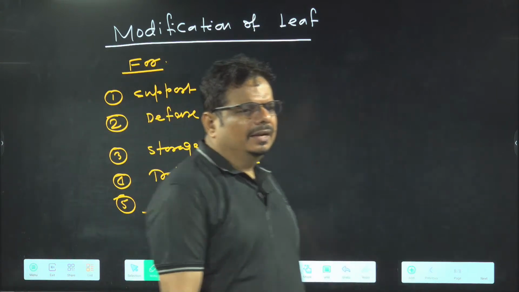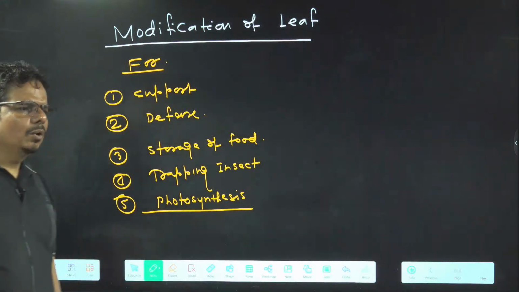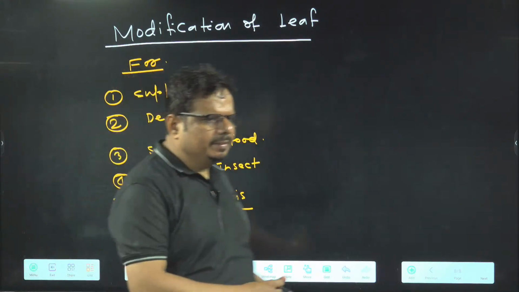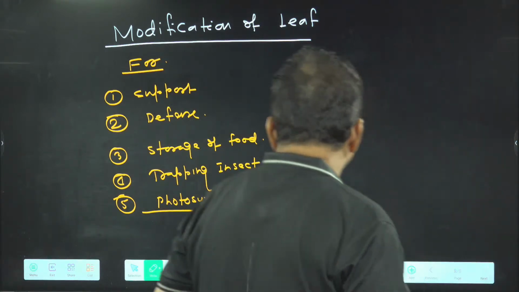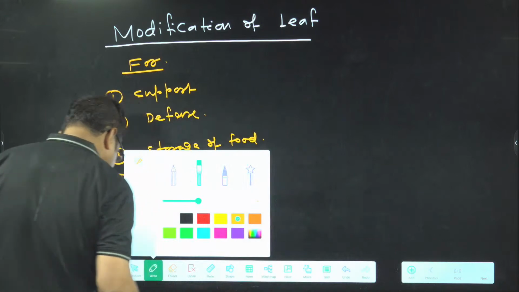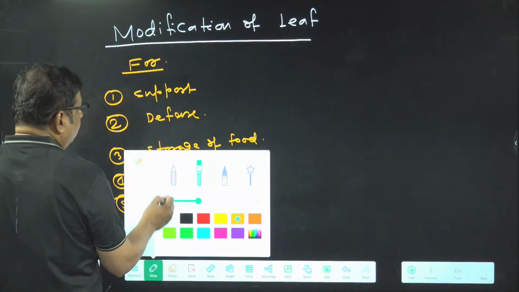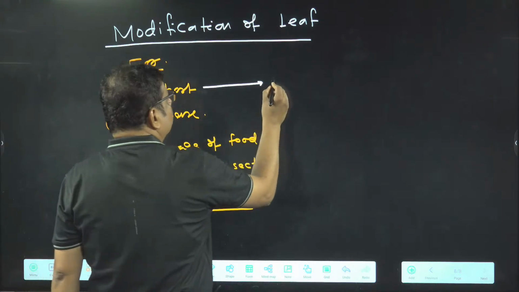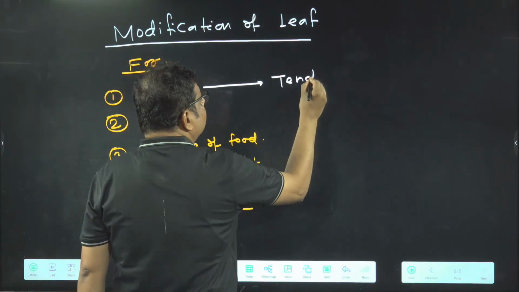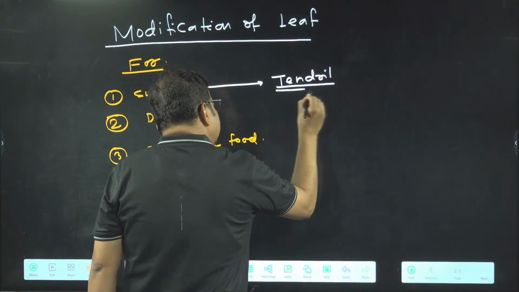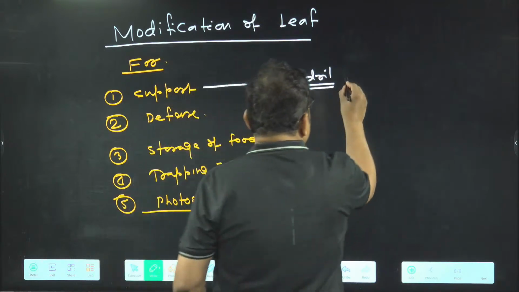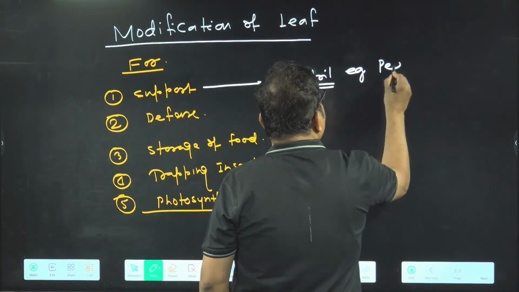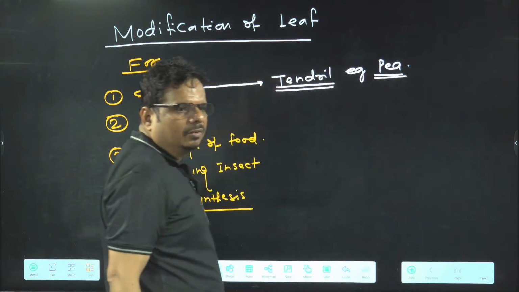Is it clear? Right. Now we are moving ahead one by one. So if we talk about the very first modification, that is for support, the example is what basically? Who is modified? Tendril. So tendril is a modification of leaf also, stem also. And here the example is pea plant.